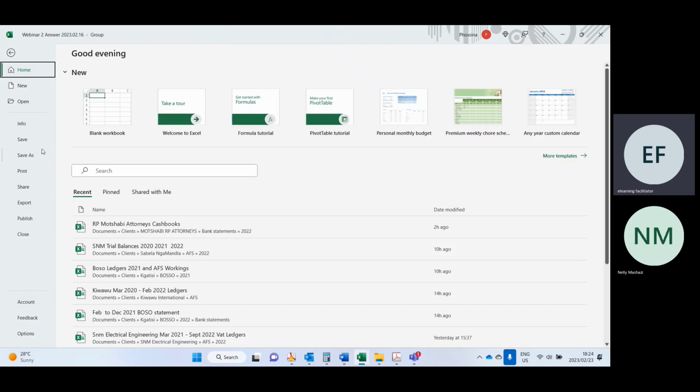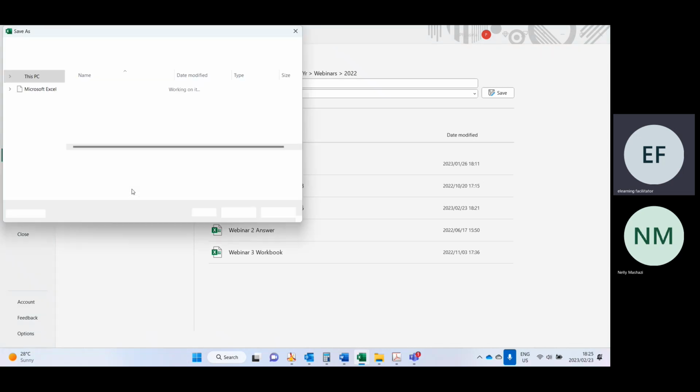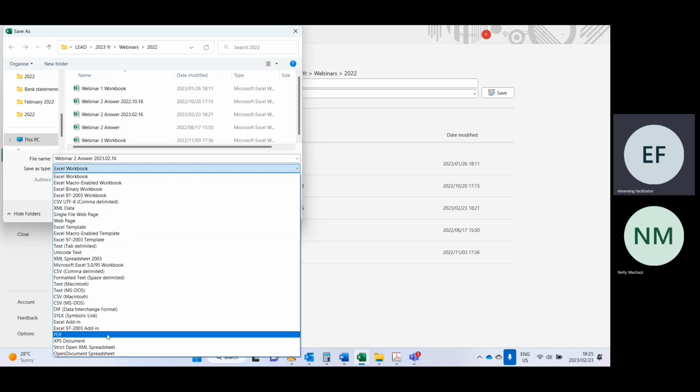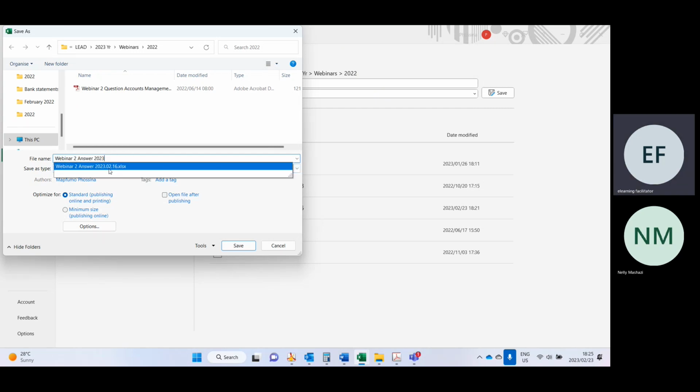Then you come, File, Save As, then you browse, and then you change it. You see, now you can change it to PDF. Then you name it, your webinar 2 answer 2023, like that. So it's our webinar answer. So you change to save as PDF, and then you also click open file after publishing. So it will come to your folder.